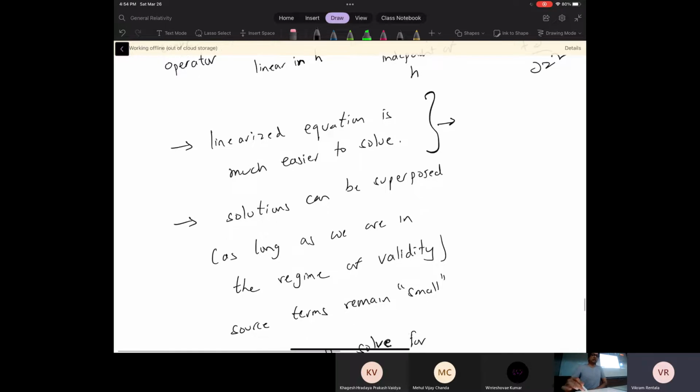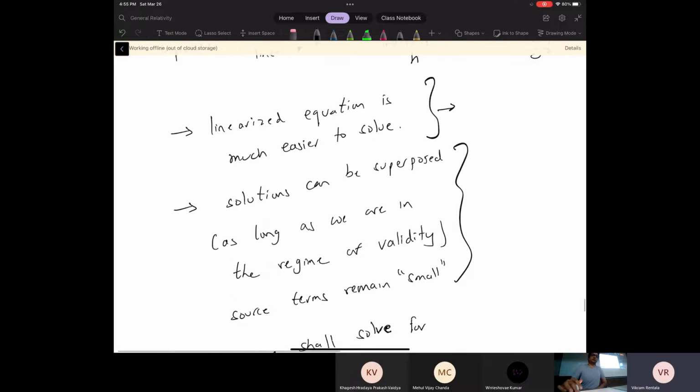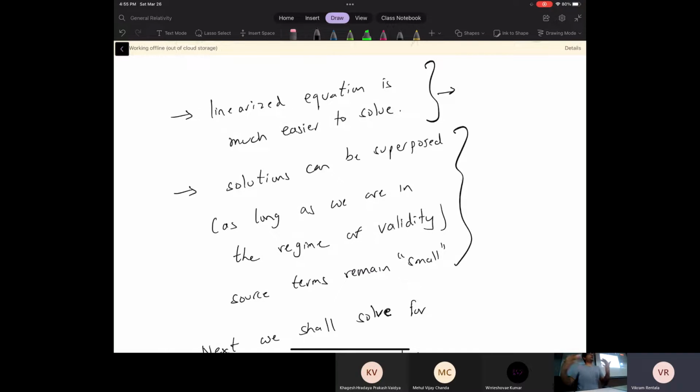Okay, and the other thing is, because it's a linear equation, solutions can be superposed. Which means if I have a small perturbation and I solve, I can now take two different small perturbations and superpose the solutions that I get. That's also a valid solution to the linearized equations. So as long as we are in the regime of validity of the source terms remaining small, that is, you're not adding up many sources to make a big source, you can still trust perturbation theory and superpose sources. That itself is very powerful.